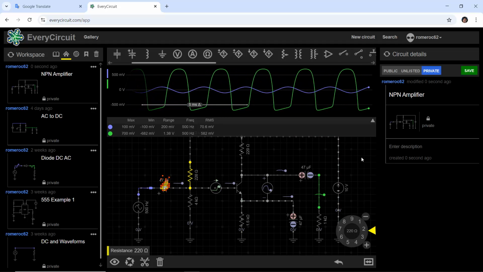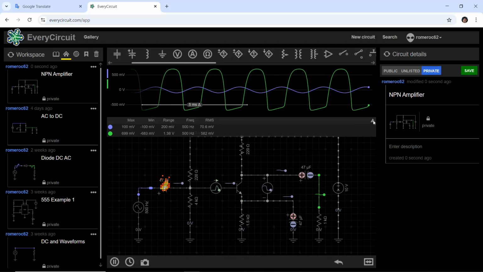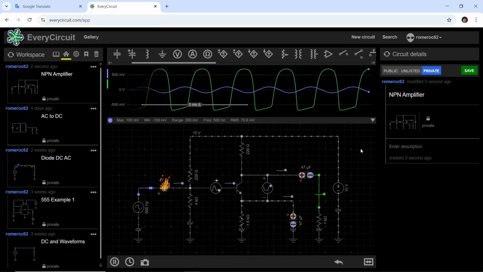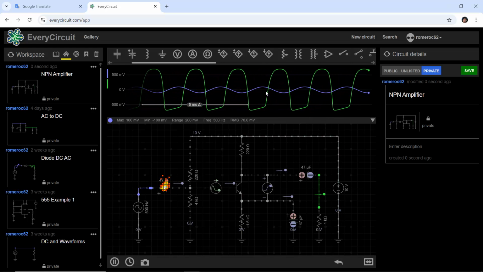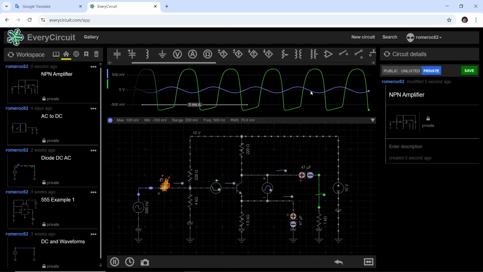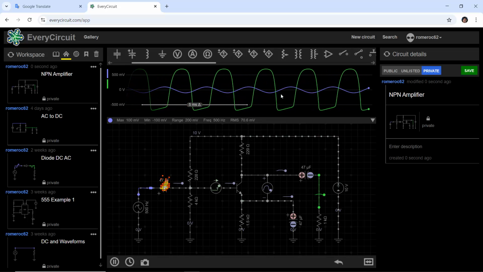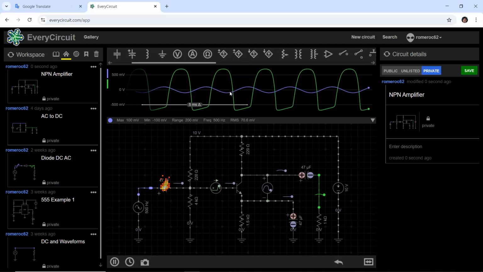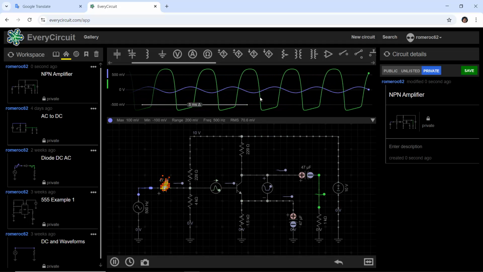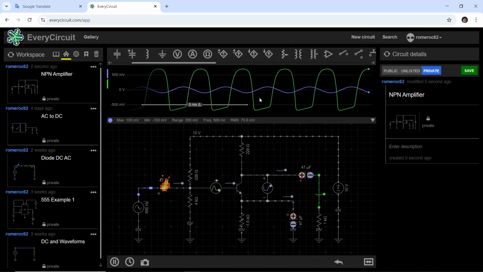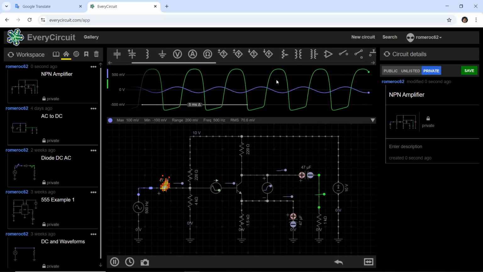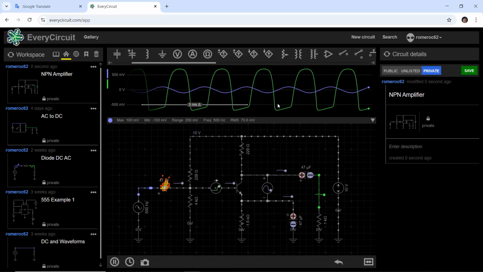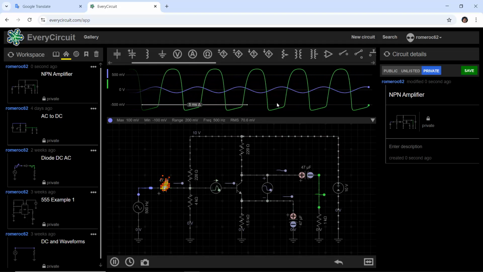Click on workspace. Now you can see the input and output. The phase is not equal, and the output is not a perfect sine wave, but this is much better than the previous result.